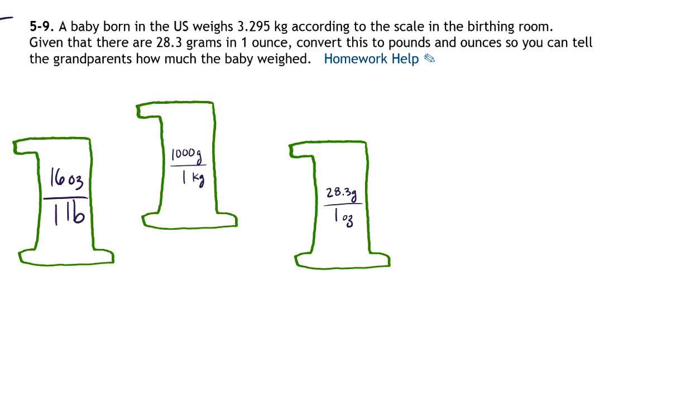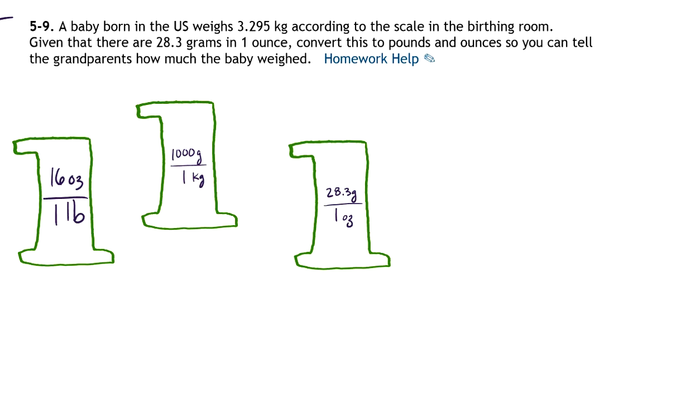A baby born in the United States weighs 3.295 kilograms according to the scale in the birthing room. Given that there are 28.3 grams in 1 ounce, convert this to pounds and ounces so you can tell the grandparents how much the baby weighed.